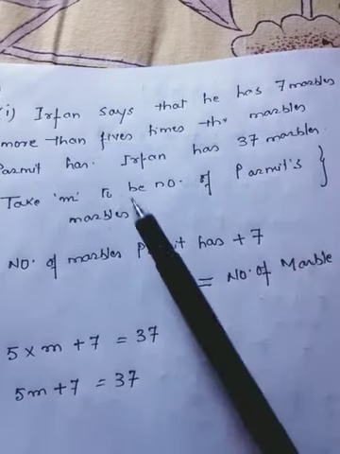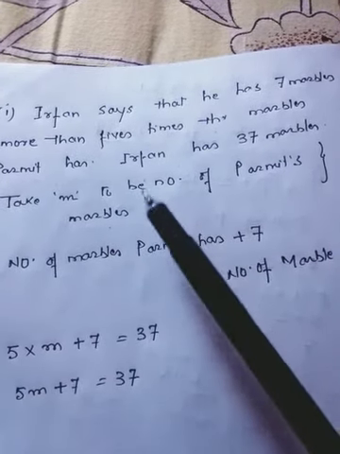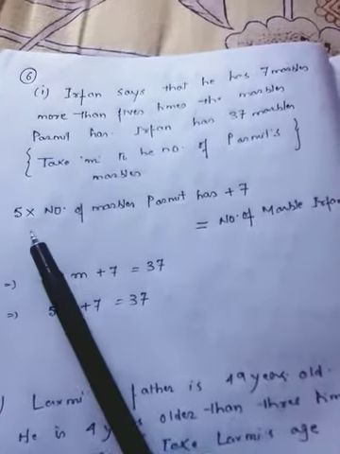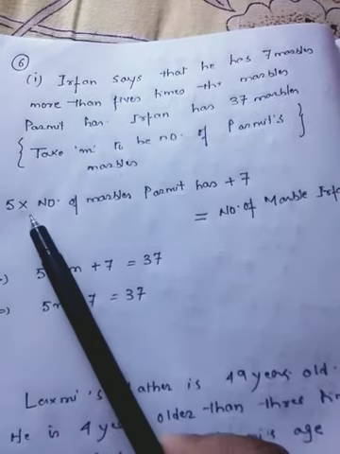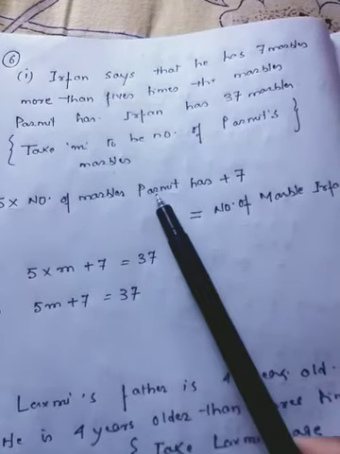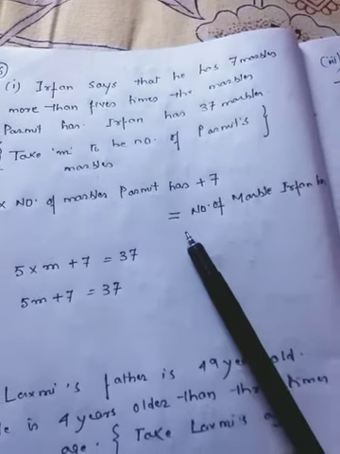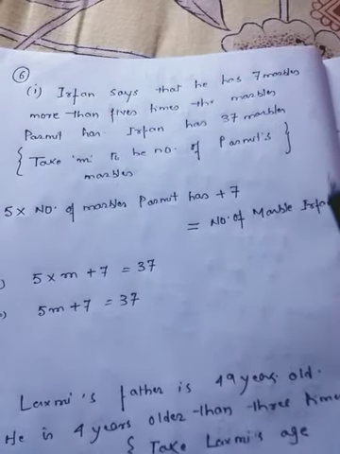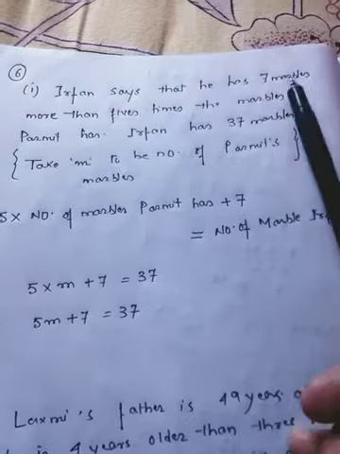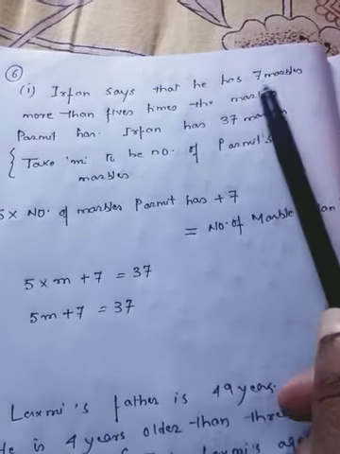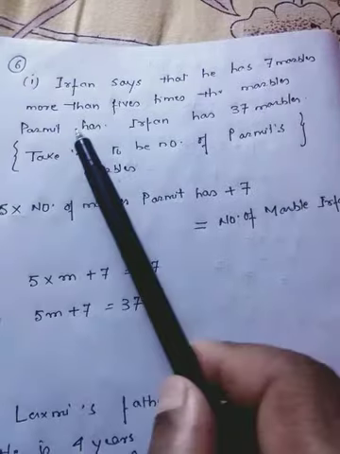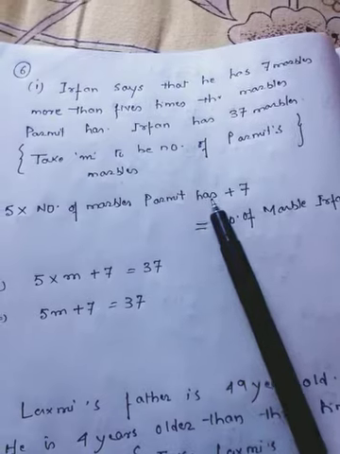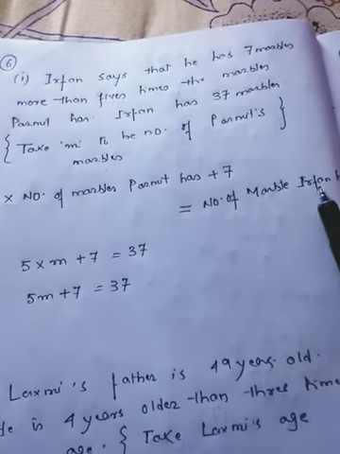Okay, they have already said in the question to let the number of marbles Parmit has be m. Now according to the question, 5 times, which means 5 into the number of marbles Parmit has, plus 7 would be equal to the number of marbles Irfan has. That is, the number of marbles that Irfan has is 7 more than, see it is written 7 marbles more than, 5 times the marbles Parmit has. So 5 times the number of marbles Parmit has plus 7 would be equal to the number of marbles Irfan has.